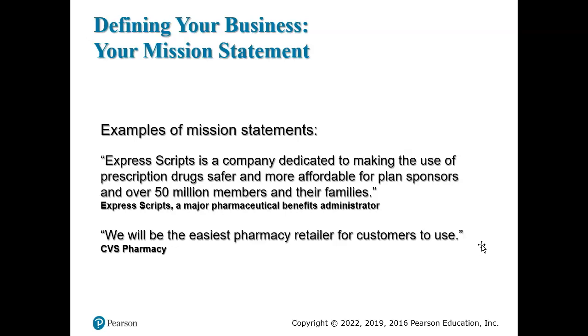Now, that might affect their business and how they manage their business. They might, for example, keep their pharmacy department open longer than other people would, have more locations, those types of things. So you can see how you would actually use this.